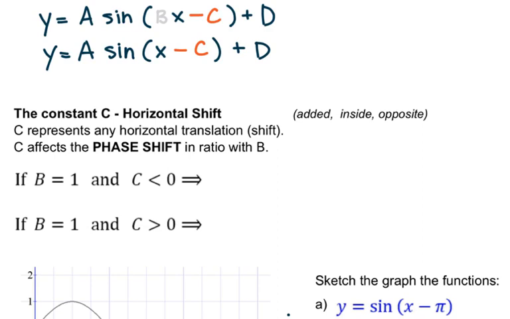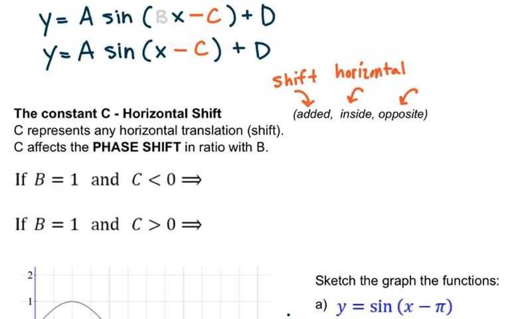So what we're looking at here is we have a value that is added. When a number is added, we know it's a shift because it is inside the grouping mechanism with x. We know it is horizontal. But because it's with x, we know it's going to do the opposite. And there's kind of a hint there because our standard form has this minus in it. All right? So C represents a horizontal translation. Translation's a fancy word for shift. C affects the phase shift in a ratio with B.